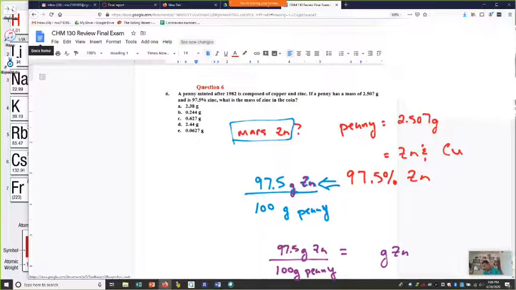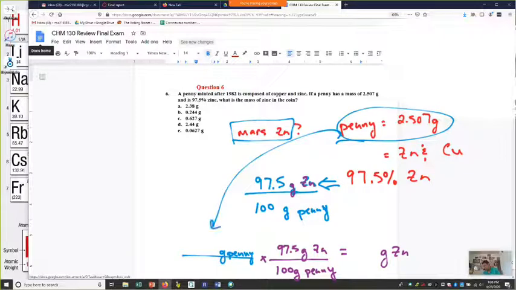I know I don't want grams of penny, so I'm going to have to introduce grams of penny here. And my given information about the grams of penny was that it is 2.507 grams of penny over 1. All I got to do is do the math now. 2.507 times 97.5 divided by 100.